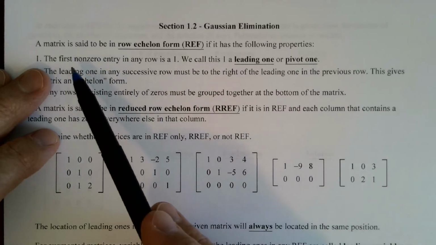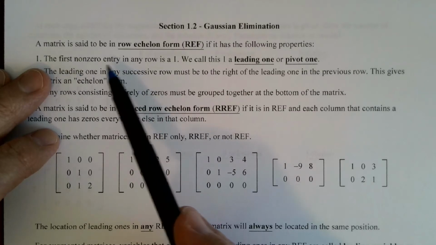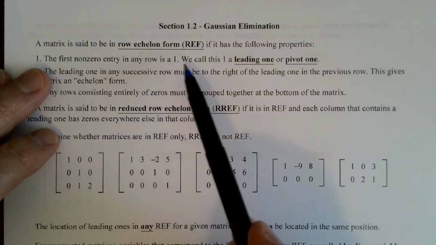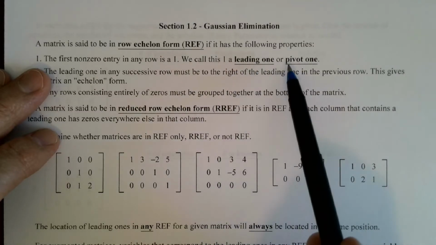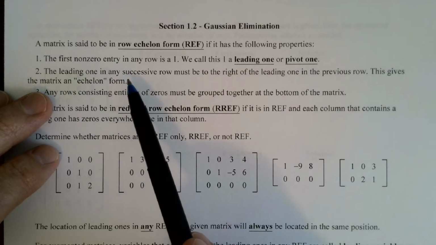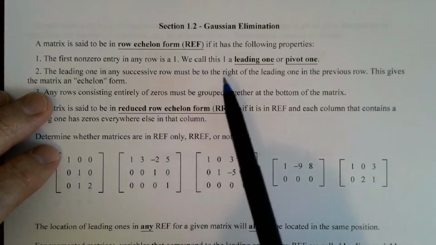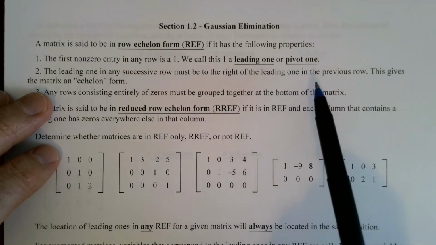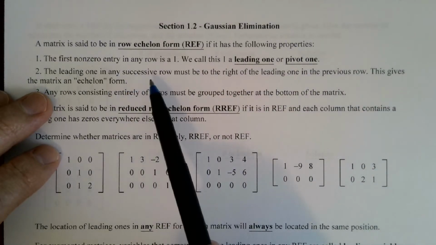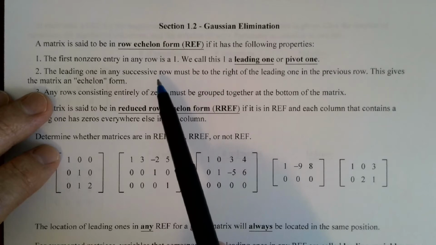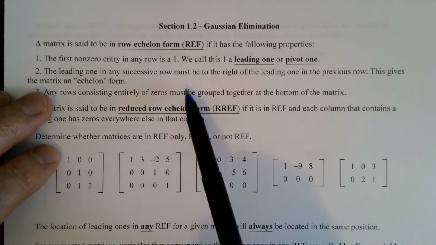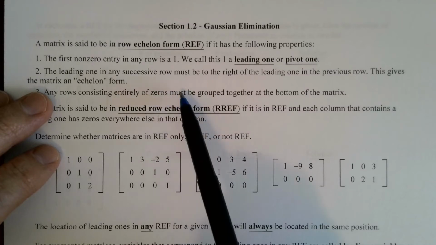We can have as many zeros as we want, but if we hit a non-zero entry, the first one in the row, it must be a 1. And that 1 is what we call a leading one or a pivot one. Second, the leading ones in any successive row must be to the right of the leading one in the previous row. Successive means one after the other. So if I have a leading one in the first row, the next leading one in the second row has to be to the right of that.